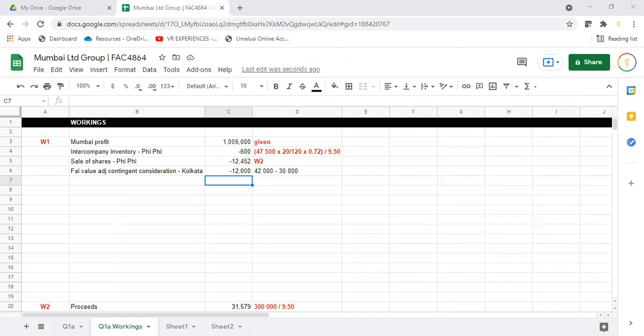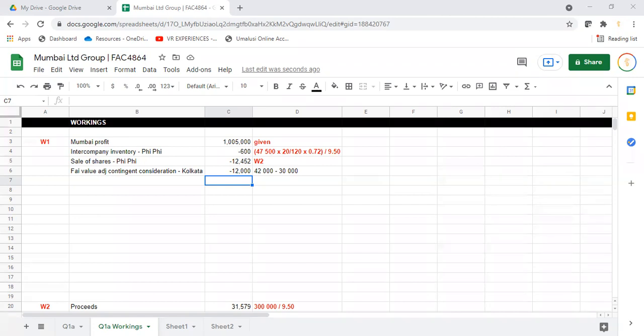In the books of Kolkata, they have the inventory of 20,000 Rand. So when they made the sale, the journal entry would have looked as follows. They would say debit bank, credit revenue, for whatever amount they sold the inventory at. Then the other side of the journal entry would have been debit cost of sales, 20,000, credit inventory, 20,000. Okay, so that is how Kolkata in their separate books would have processed the journal entry, because according to them, the inventory is at 20,000 Rand.